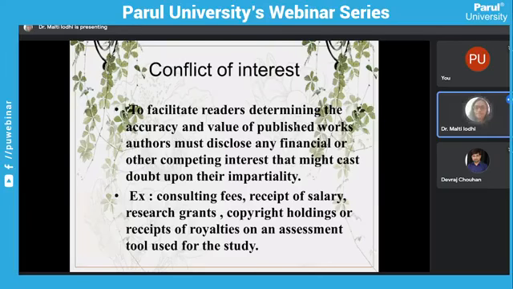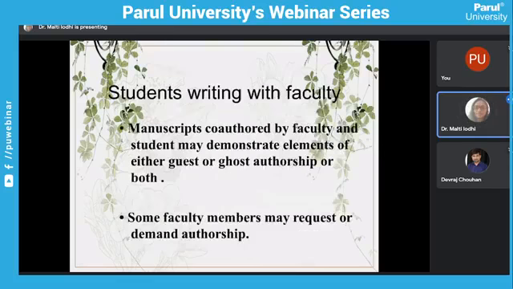For example, a consulting fee, receipt of a salary or research grant, copyright holding, or receipt of royalties on an assessment tool used for the study. So these issues have to be clear before writing or disseminating or utilizing the research findings. Being a researcher, author, or publisher, you must remember, and all these points have to be resolved.